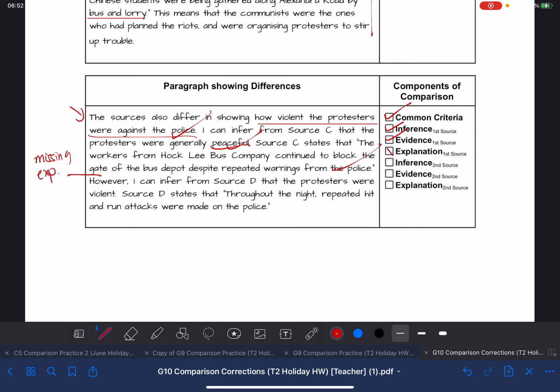However, I can infer, so there is a missing explanation here. Okay, so no explanation. However, I can infer from source D that the protesters were violent. Source D states, throughout the night, repeated hit and run attacks were made on the police. Okay, so here, interestingly, the student gives very solid inferences and evidences, but no explanations given. So in this case, there is another mistake.